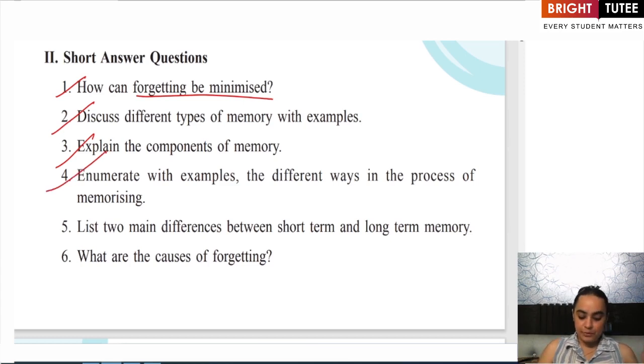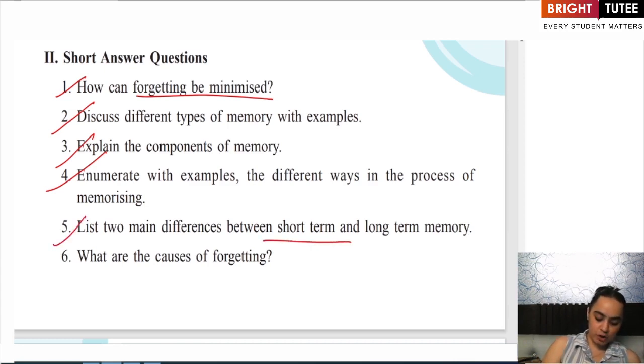Enumerate with examples the different ways in the process of memorizing. So what are the ways in which you can memorize things properly? So how can you remember things properly? Again, we have learned about these processes by way of registration or learning, which can further be subdivided into rote memorization, spaced learning, whole learning, recitation, mnemonic devices, then retention, recall, and recognition.